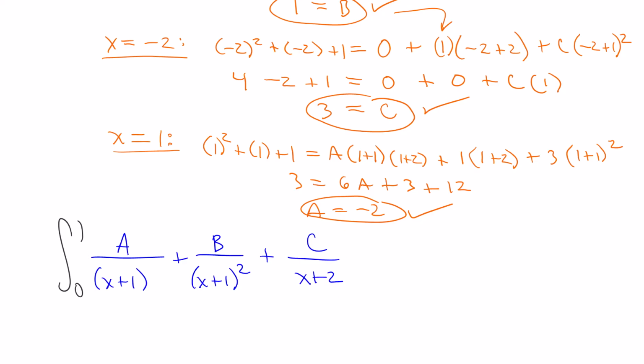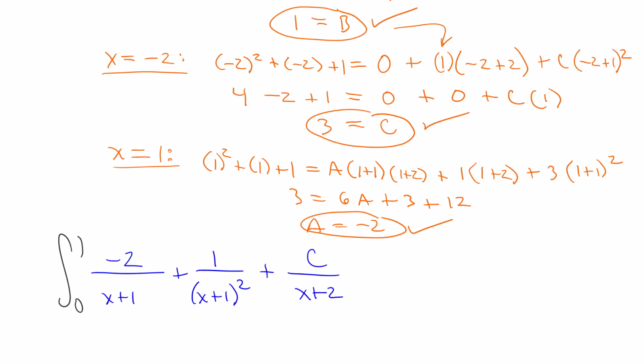So instead of a, I'm going to put a negative 2. Let me write this in here. So we now have negative 2 over x plus 1, for the a. I'll take out the parentheses in the x plus 1 to make it look a little better. The second term was plus b over x plus 1 squared. Well, now we know that b is actually just 1. So instead of b, we're just going to write that as a 1. And then instead of c, for the last term being c over x plus 2, we found that c was 3. So we'll make that 3 over x plus 2. And this is all dx.